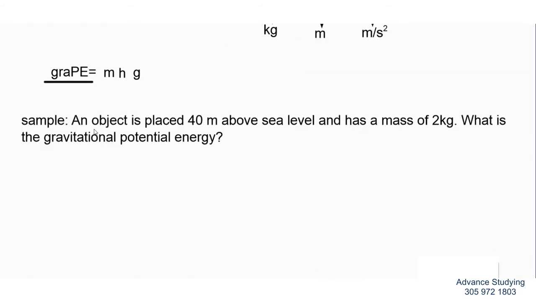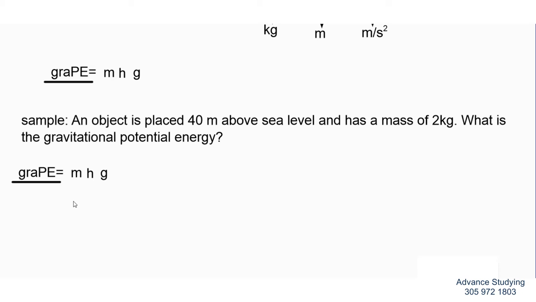The question says, an object is placed 40 meters above sea level and has a mass of 2 kilograms. What is the gravitational potential energy? So this is the equation. I'm going to place it right here at the bottom. I am looking for the gravitational potential energy. I have the mass, sorry, the mass is 2 kilograms. The height is 40 meters, and gravity is gravity on Earth.